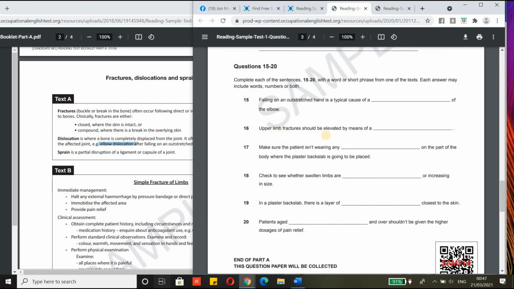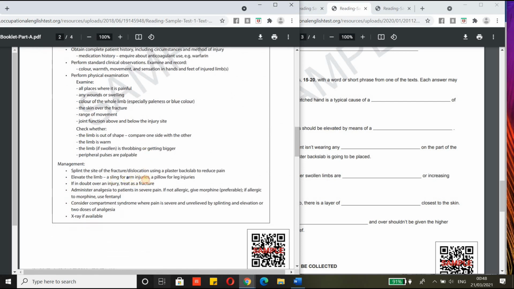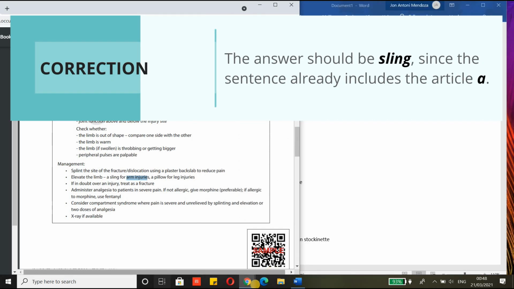Next, number 16. Upper limb fractures should be elevated by means of a blank. So I did put sling because of the arm injuries, and the answer is sling.